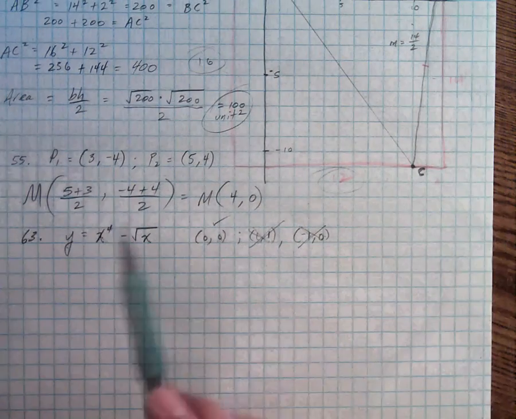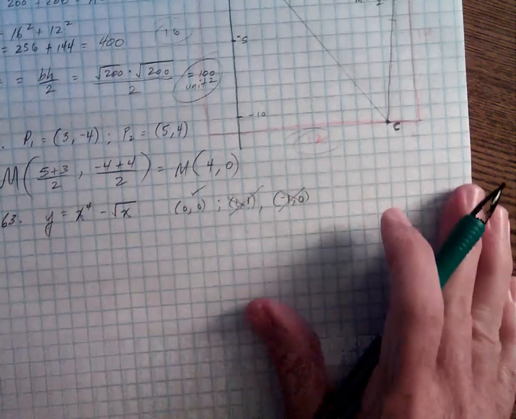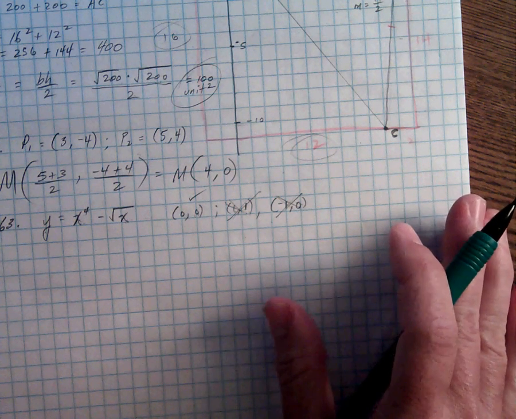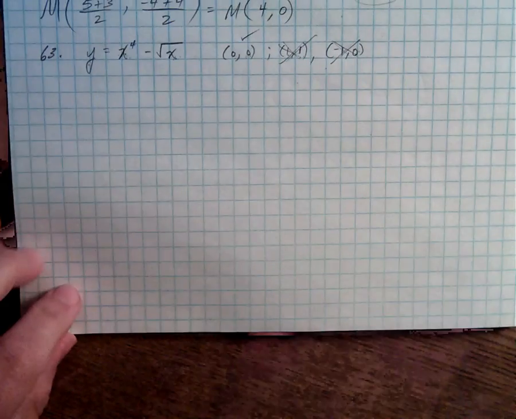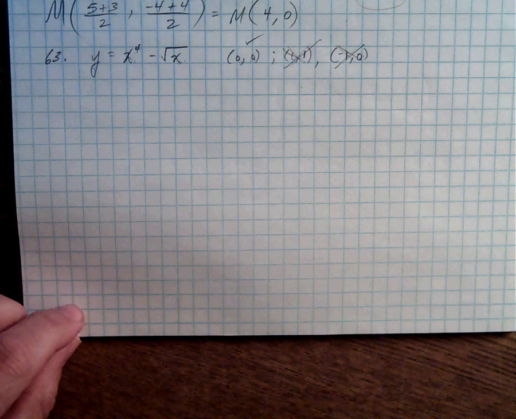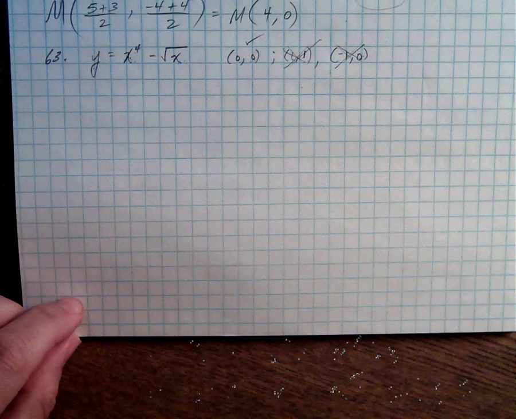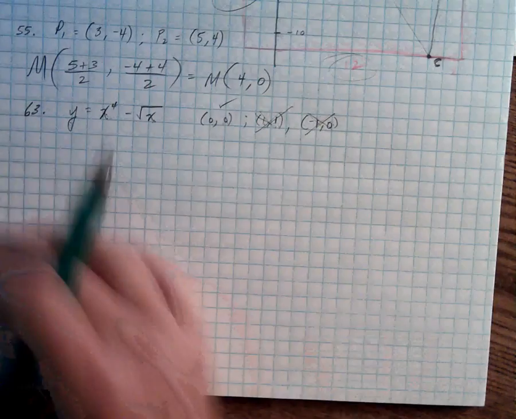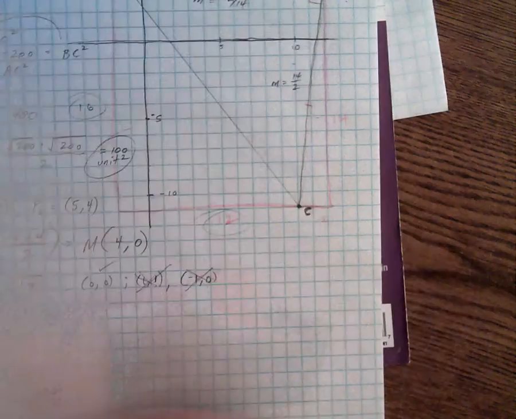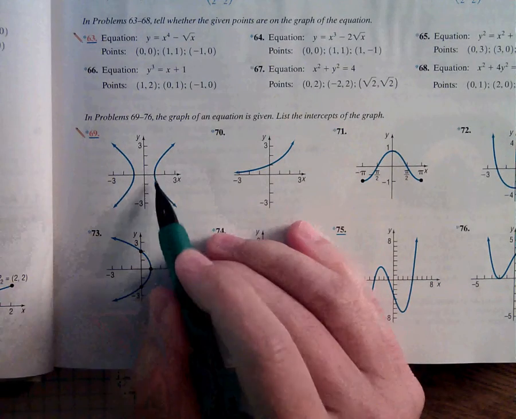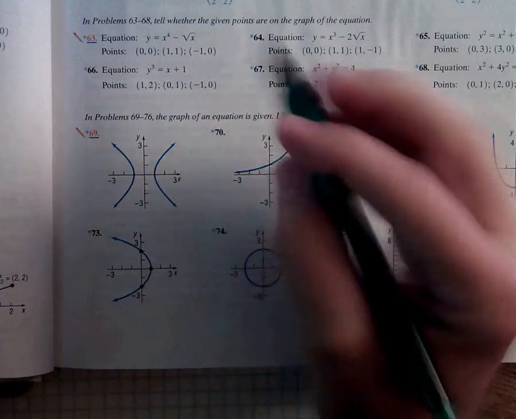Alright. So that's problem 63. Problem 69, the graph of the equation is given, list the intercepts of the graph. Alright, so an intercept is simply where the graph touches or crosses the axes, right? So you have x-intercepts, you have y-intercepts. So if we look at problem 69, I'll just put the book up here. Here's problem 69.